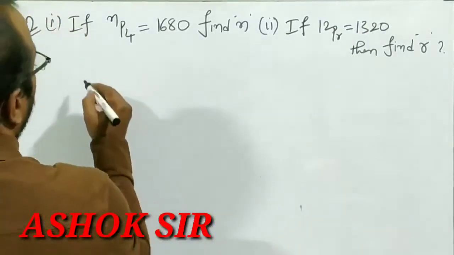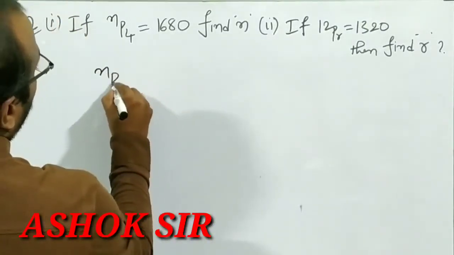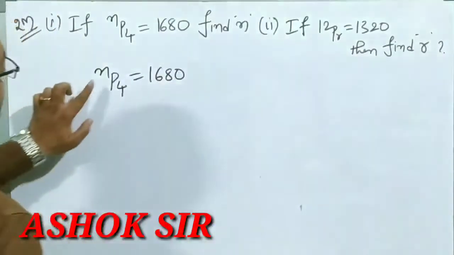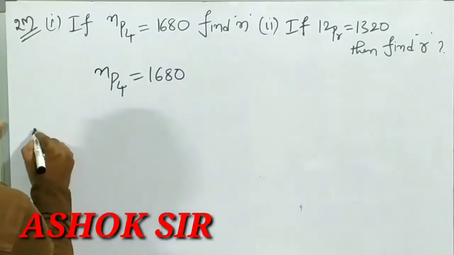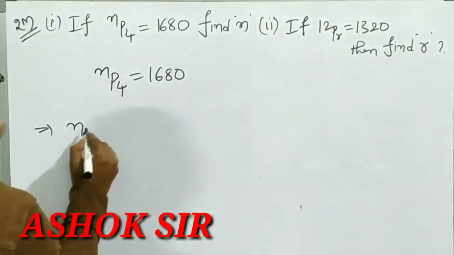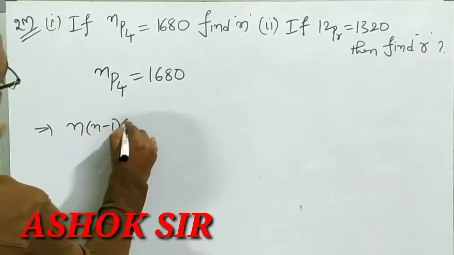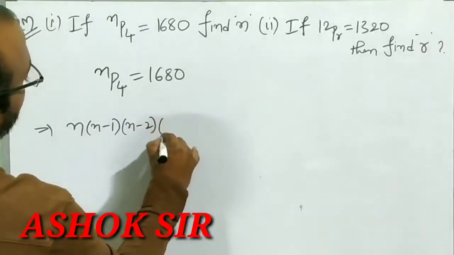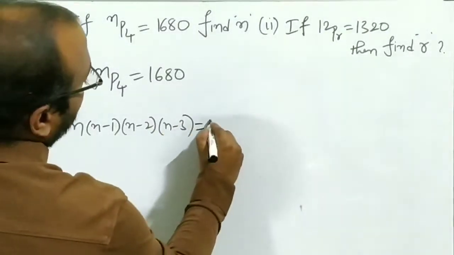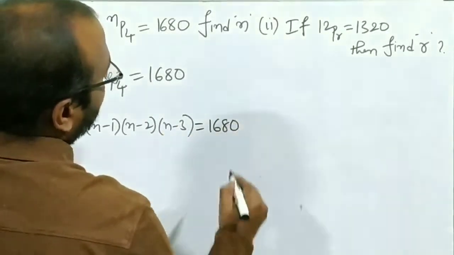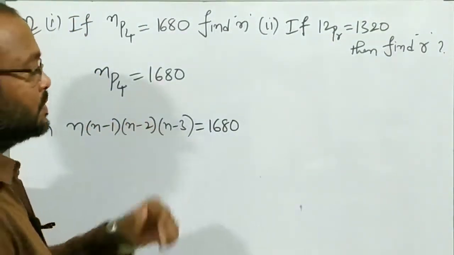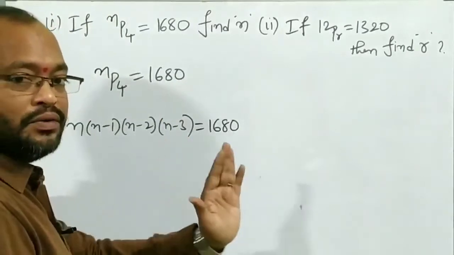What is given here? The nP4 value is given as 1680. nP4 in the sense we already know starts with n, and 4 means we have to write 4 adjacent terms: n, n minus 1, n minus 2, n minus 3. Look here, 1, 2, 3, 4. This is equal to 1680. Now we have to write 1680 as the product of 4 adjacent, consecutive terms.